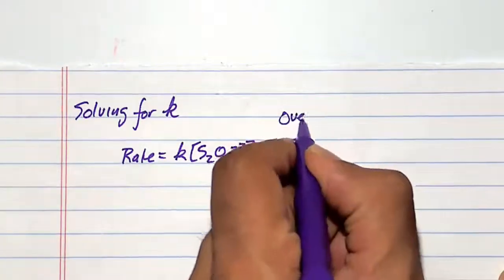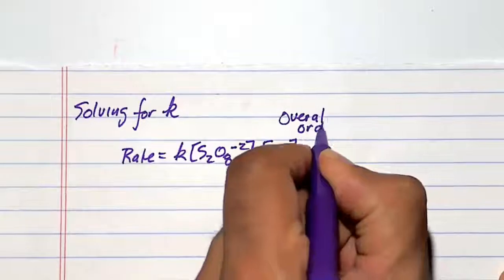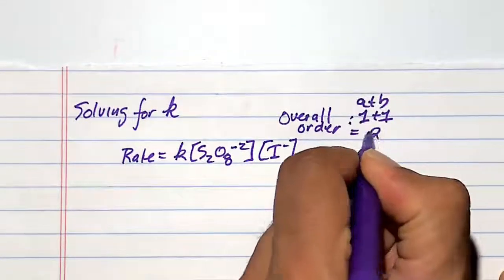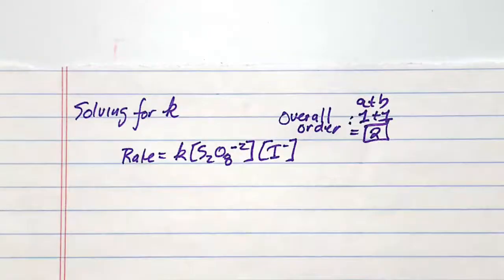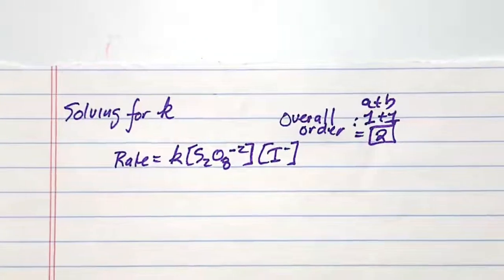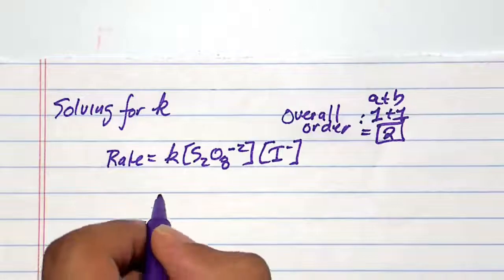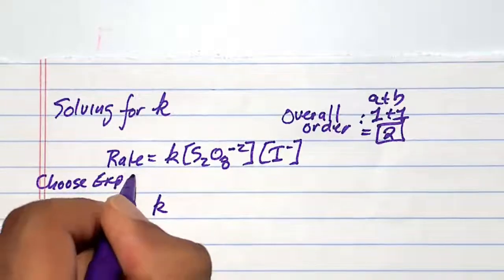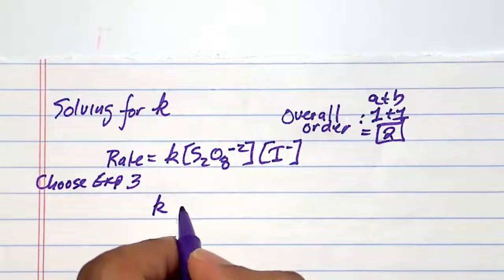By the way, the overall order of this reaction is 1 plus 1, or a plus b, and that's going to equal 2. So the overall order of this reaction is 2. Solve for our rate law. So k, let's choose experiment 3, but we can choose experiment 1 or 2. It's going to be the exact same answer.